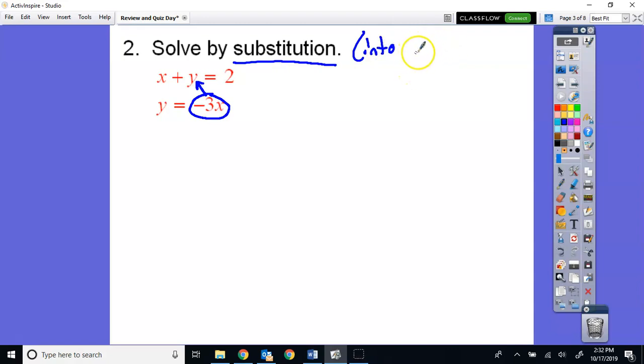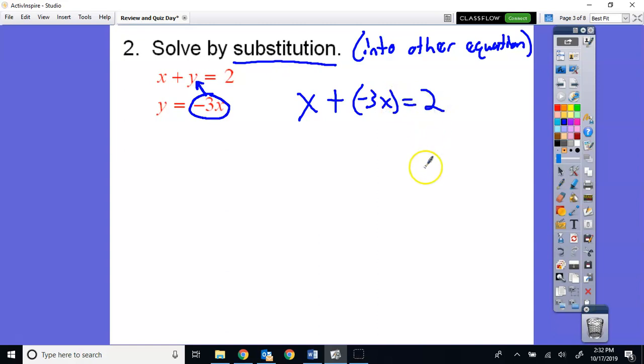That is the main step when you're dealing with a substitution method, is that you plug it into the other equation. That is the thing that makes this actually work. So please make sure you're careful with that. So you should get x plus, and you plug in -3x where the y is. Notice on the substitution method that I also replace it completely. I don't leave the y there.